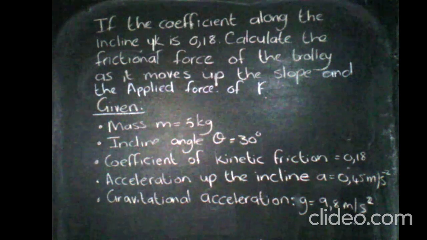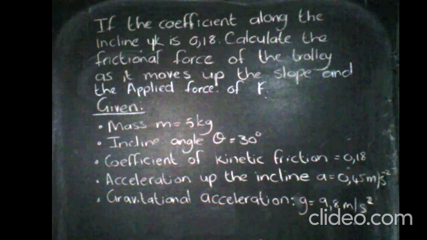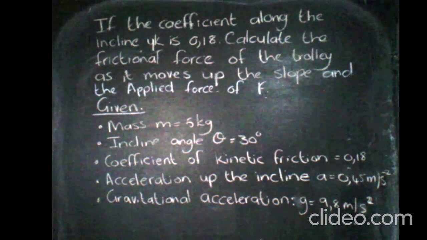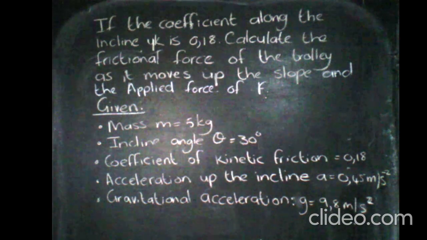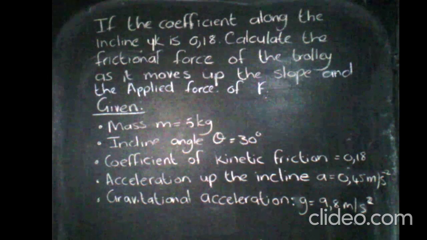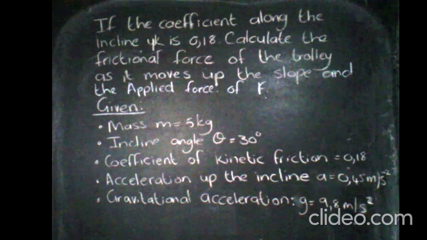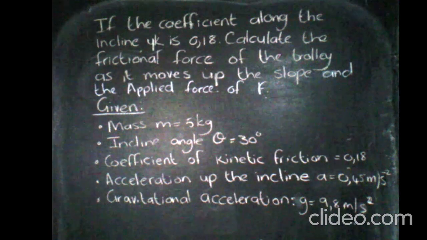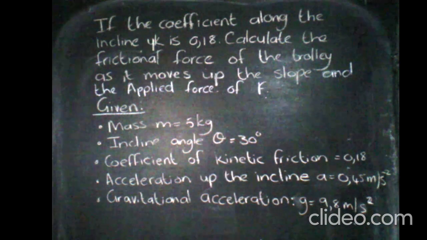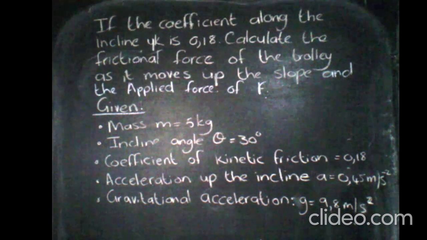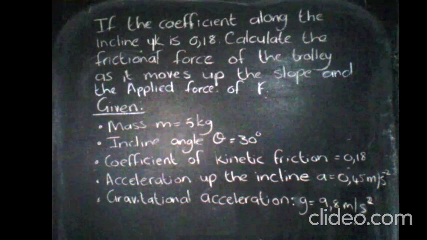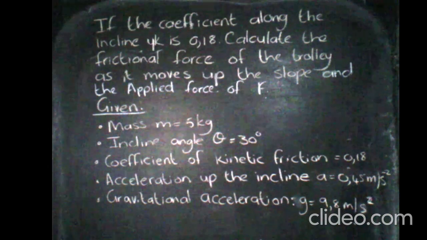We have been given the following. The mass of this trolley is 5 kilograms. The incline angle theta is 30 degrees. The coefficient of kinetic friction is 0.18. The acceleration up the incline is 0.45 meters per second squared, and the gravitational acceleration is 9.8 meters per second squared. Right, let's have a look at calculating first the normal force, then the frictional force, and then the applied force.